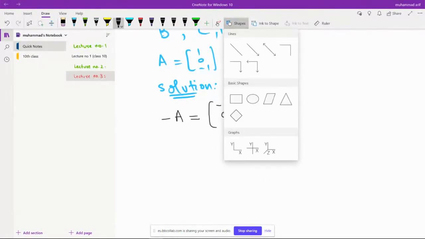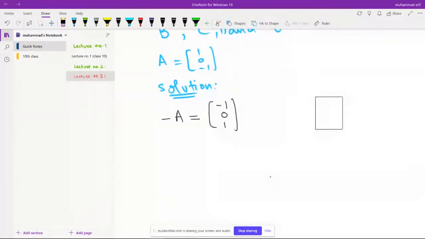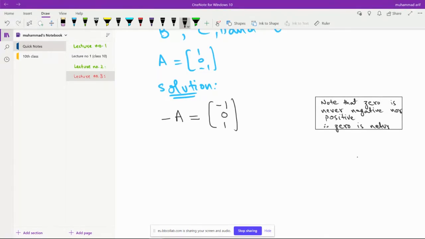Note that 0 is never negative nor positive. Therefore, 0 is a neutral number.